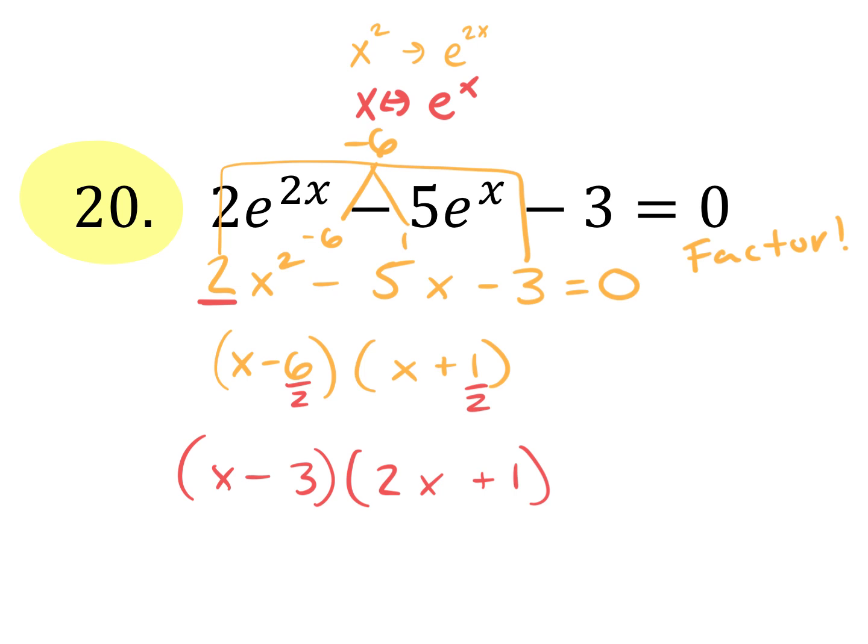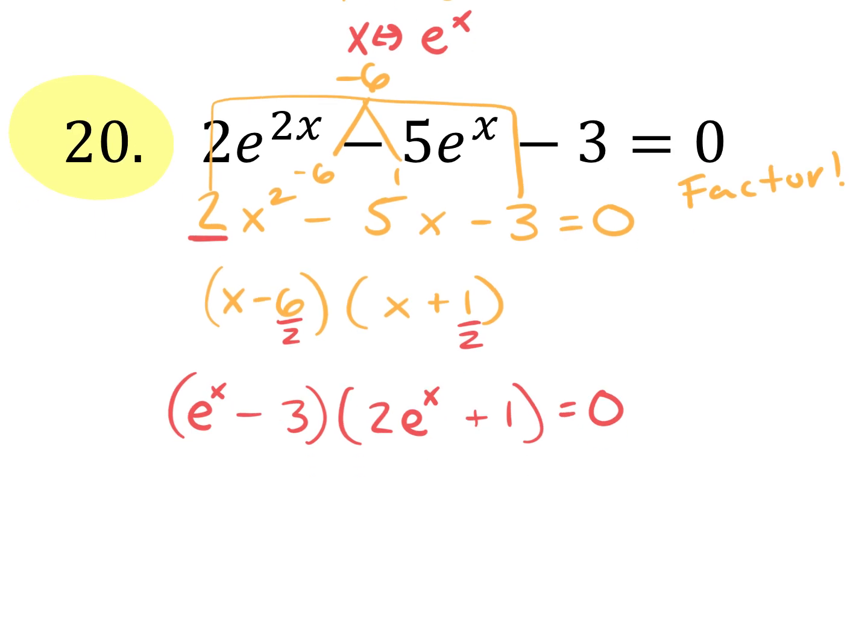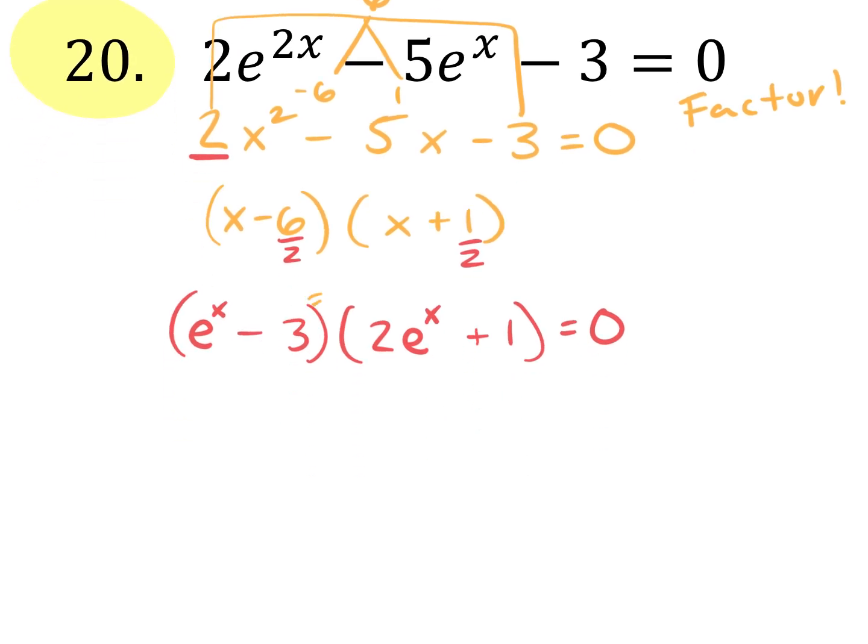So that x, I'm going to erase the x and replace it with what it should have been, which is e to the power of x. So you factor like normal as if it was just x, but don't forget to replace it back with e to the power of x. Now we're going to solve. So I set them both equal to 0. So e to the power of x minus 3 equals 0, and 2 e to the power of x plus 1 equals 0.